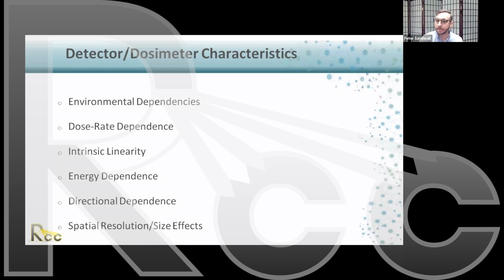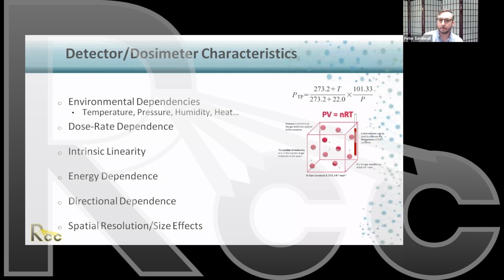So the environmental dependencies, and those can be temperature, pressure, humidity, heat. Temperature and heat are the same thing. I know, I saw that. I was like, what did I do there? But hey, I'm human. These are well defined by things such as the temperature-pressure correction factor used in TG-51 or other calibration protocols. And those are based off of the ideal gas law.